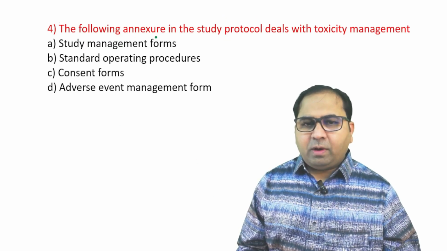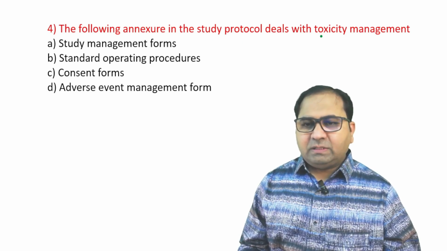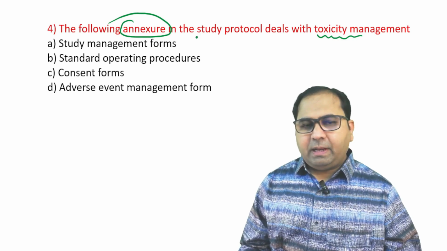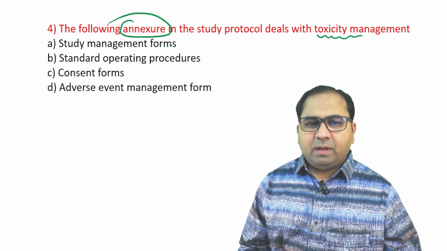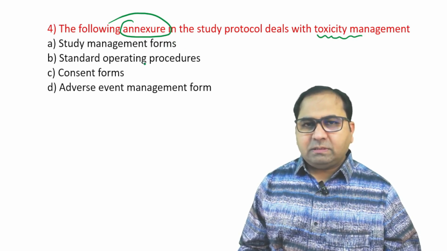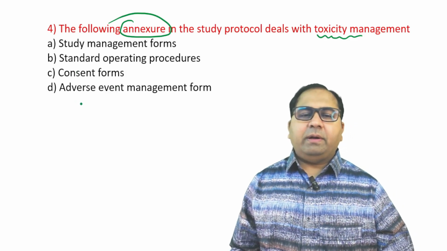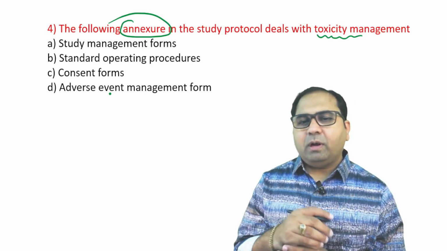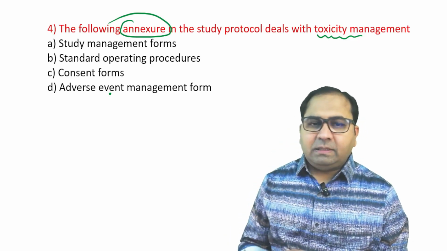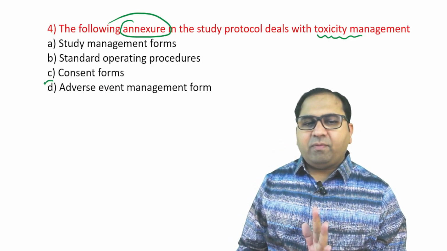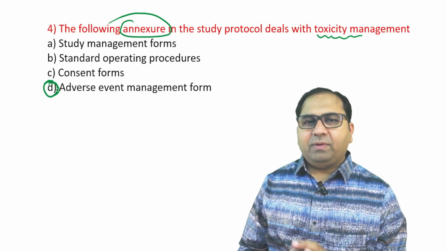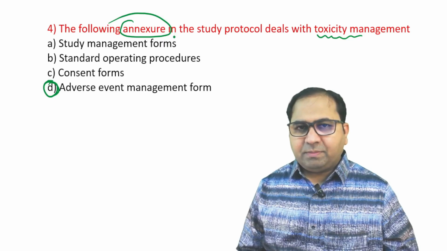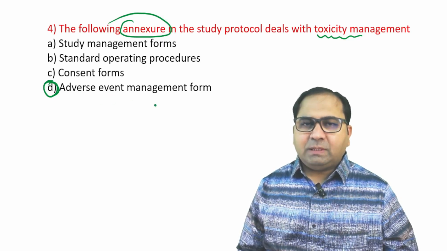Next question. The following annexure in the study protocol deals with toxicity management. Okay, which annexure? The options are A. Study management forms, B. Standard operating procedures, C. Consent forms, or D. Adverse event management form. So which annexure in the study protocol deals with toxicity management? See, the answer for this question is straightforward, option number D, that is adverse event management form. If this question comes in the examination, please put adverse event management form as the answer.